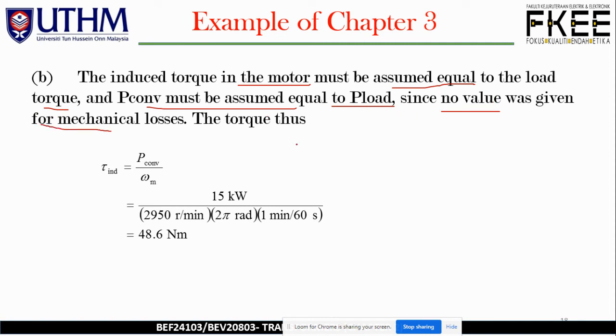There is no mechanical losses value. The losses, for example, friction and windage, are all not provided in the question. So we assume that there are no mechanical losses, and thus the induced torque in the motor is equal to the load torque. And then what happened to the P converted? It is equal to P load. So everything converted to mechanical load will be transferred to the load.